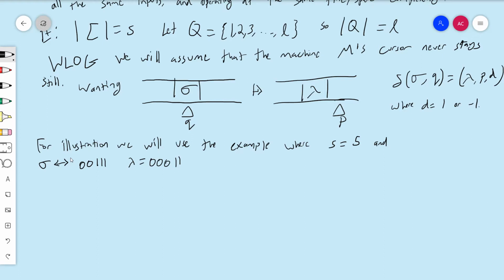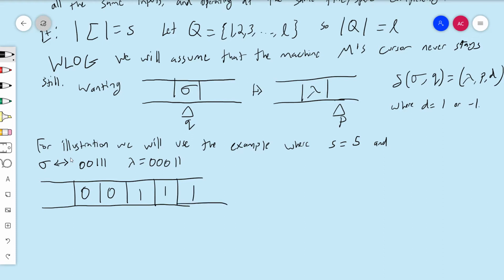So, immediately what this means is that this guy here is going to look like this. So this is what this cell would correspond to. And we're going to start by supposing that for every step we start with the cursor here on the leftmost cell. So it's going to start here.